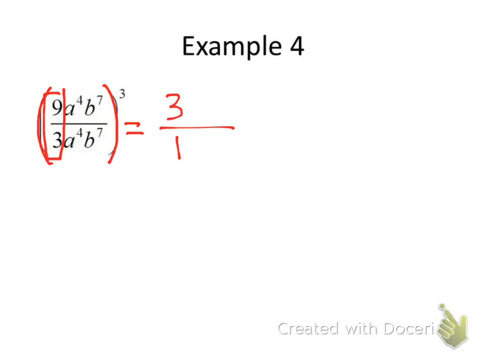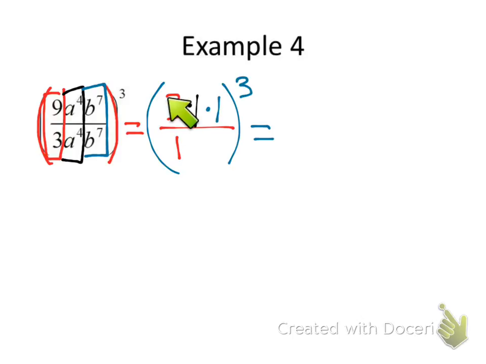Keep it going. We have a to the 4th over a to the 4th. That's the number 1. It's a to the 0, and anything to the 0 power is the number 1. That's a multiplication dot. Yep. Alright, back here I have the b. B to the 7th over b to the 7th, which is what? The number 1. All to the 3rd power.